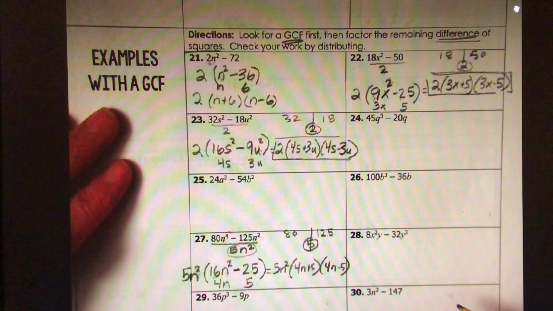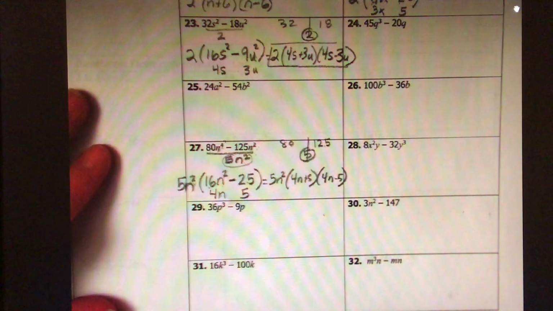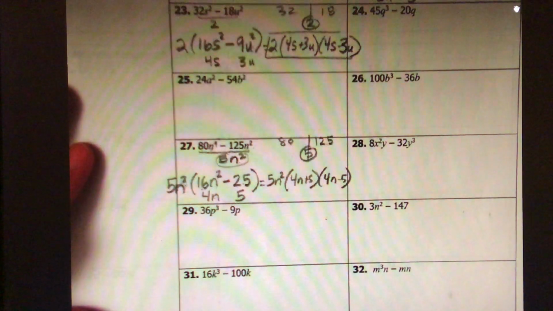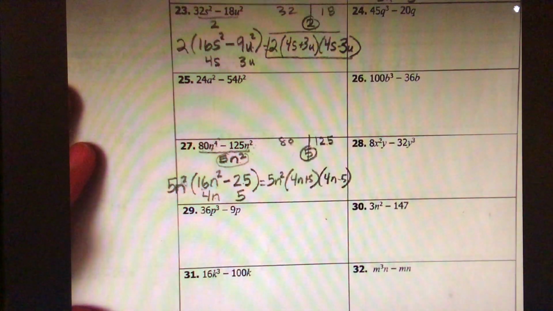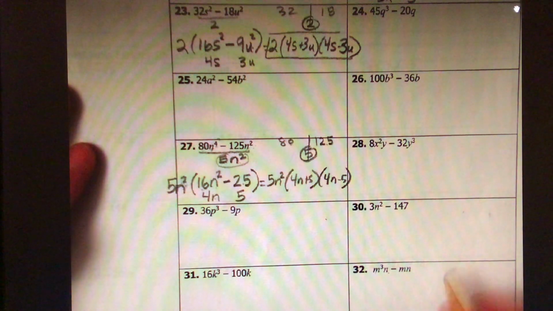Okay, let's do 32. Let's try it. 32 will be the last one. Then I have to do some other homework, right? Okay, so here I don't have any coefficients. But I see an m and I see an n.